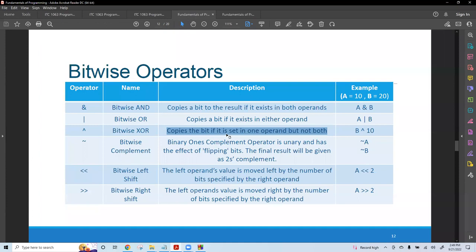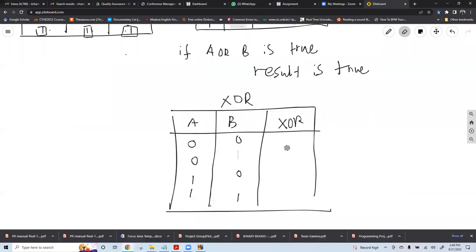If it's set in one operand but not both. In this case, it will be 0, 1. It is OR, similar to OR, but XOR. The difference is here. Right. So this is the XOR, right?